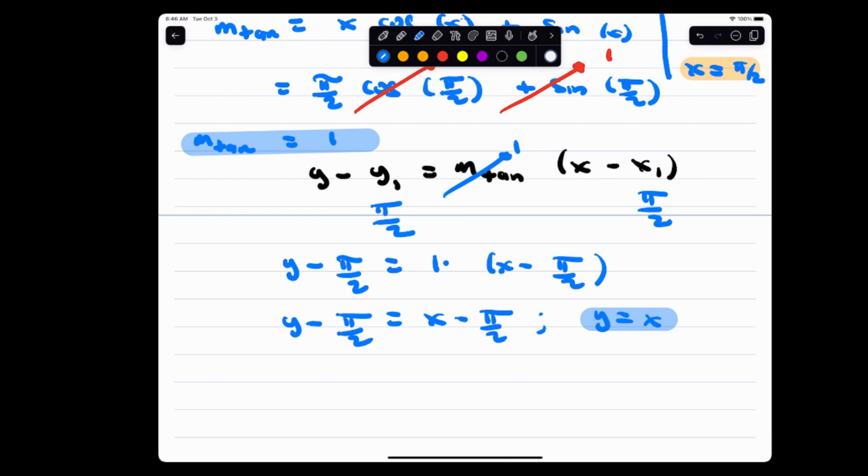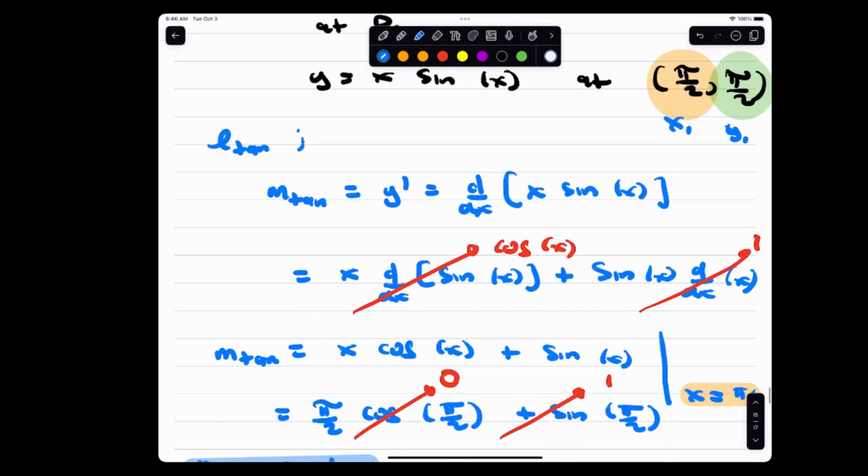And if they ask you for the normal line, again, it's going to be kind of boring. It's y is minus x again, because the slope has to be opposite in sign and then reciprocal in value. So the slope for the normal line will be -1. And what's this curve? x sine x.